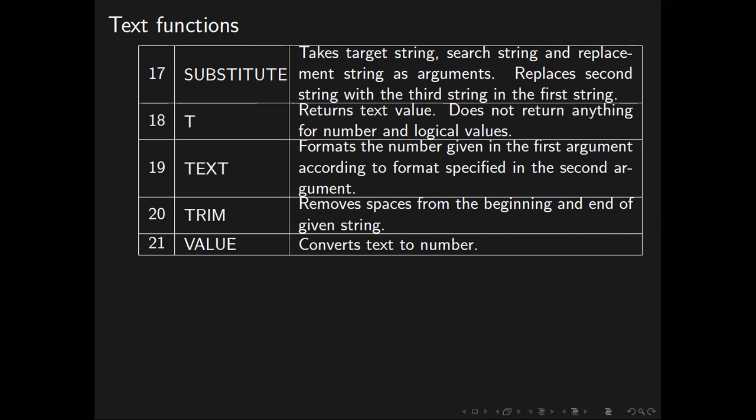Then T, it is similar to the N function in numbers. T converts anything into text. Number or boolean value, whatever you provide is converted into a text value through the T function. There is a specific function called T. Then TEXT. This formats anything as text. T and TEXT are similar, whereas you may provide the locale or the location specific format as a second argument for the TEXT function.